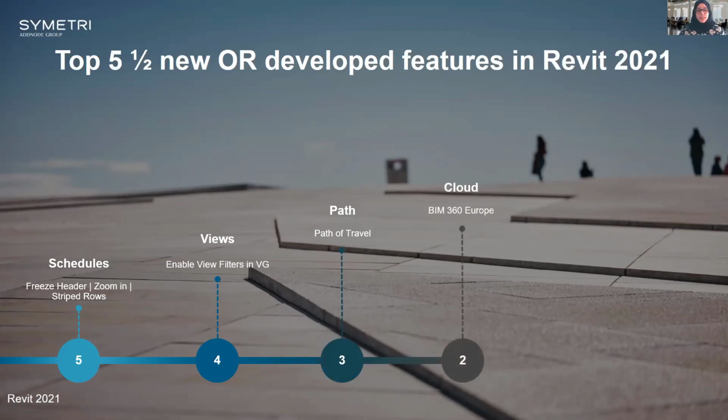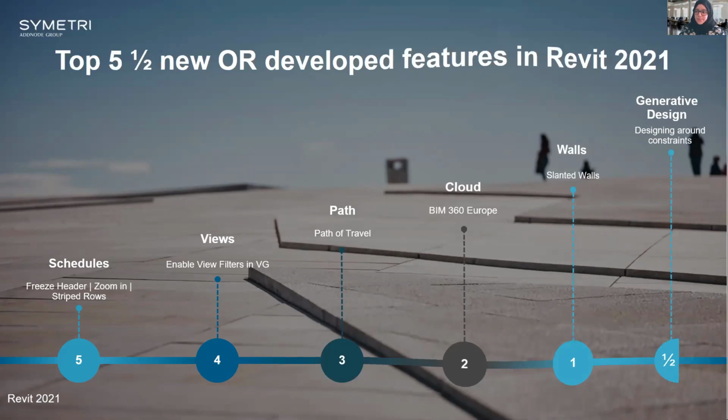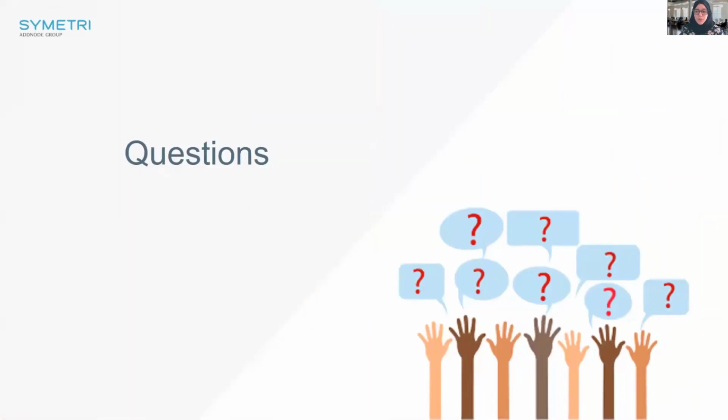BIM 360 has now got an EU function for BIM 360 Design, so you can now collaborate in the cloud within the EU on 2021 packages plus. And slanted walls at number 1: you can now slant your walls and your windows can now follow through with that. And at the half, we have generative design, which allows you to design around constraints. That leaves me to go with any questions.